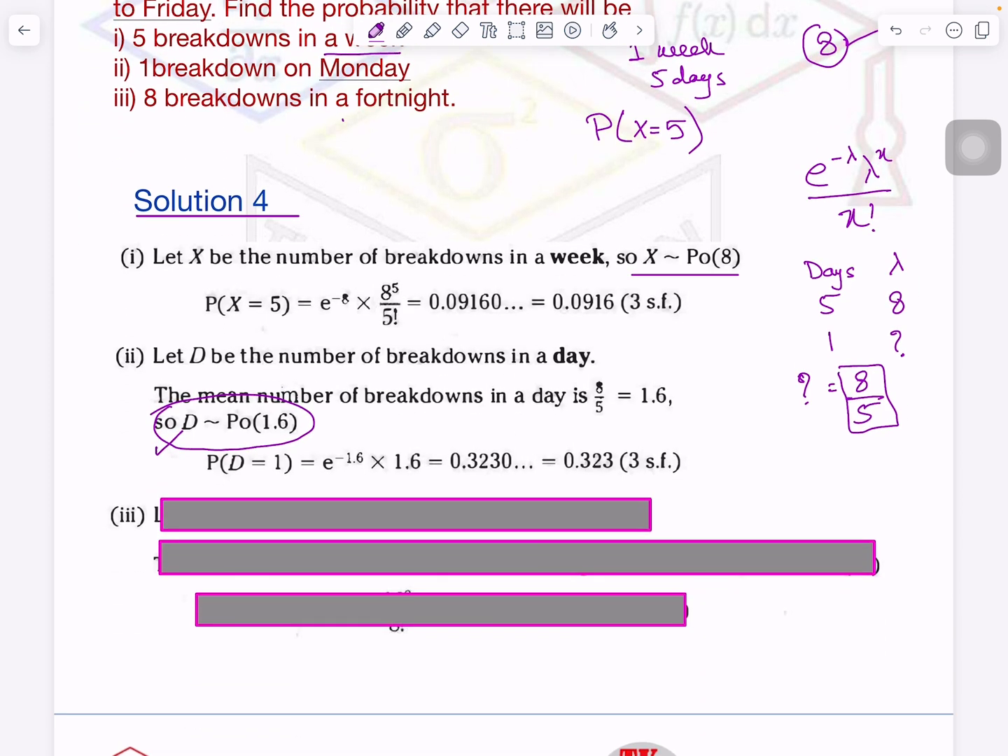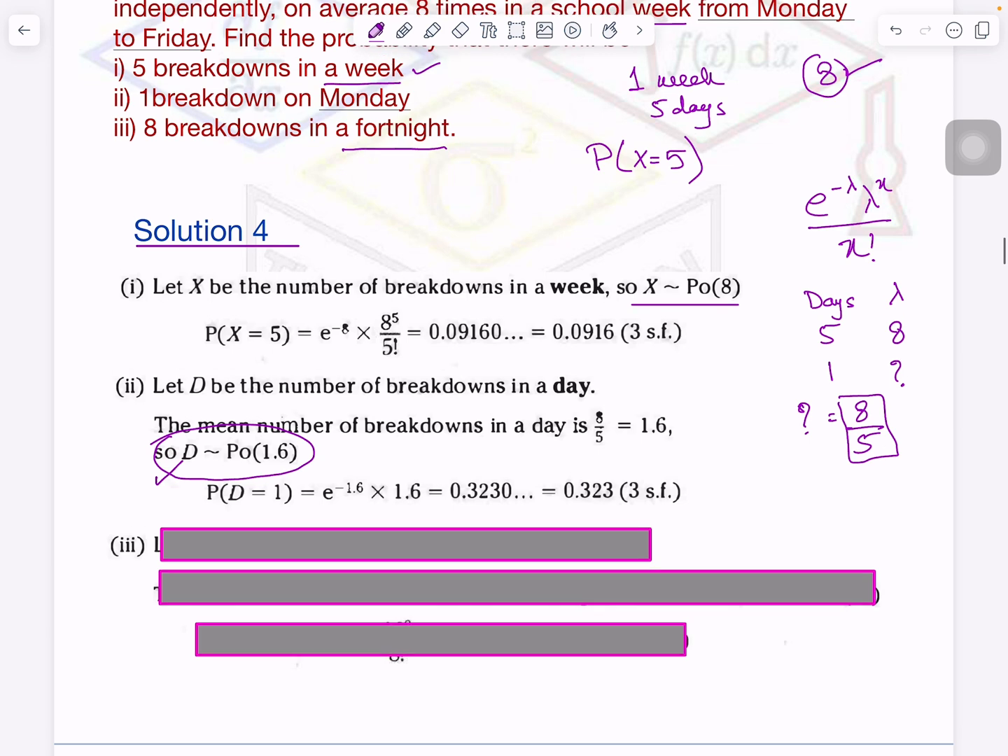Now when it says fortnightly, what is the meaning of fortnightly? It simply means 2 weeks. So 1 week had 5 days, fortnightly will have 10 days, double. So 8 will become what? 16, right? When days are doubling, lambda will be doubled. When it says 8 breakdowns, it means you have to calculate the probability of x equals 8 with the help of the formula.